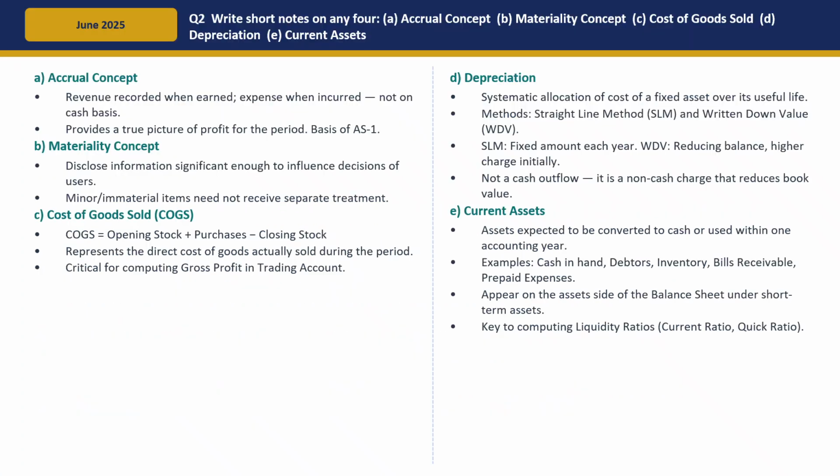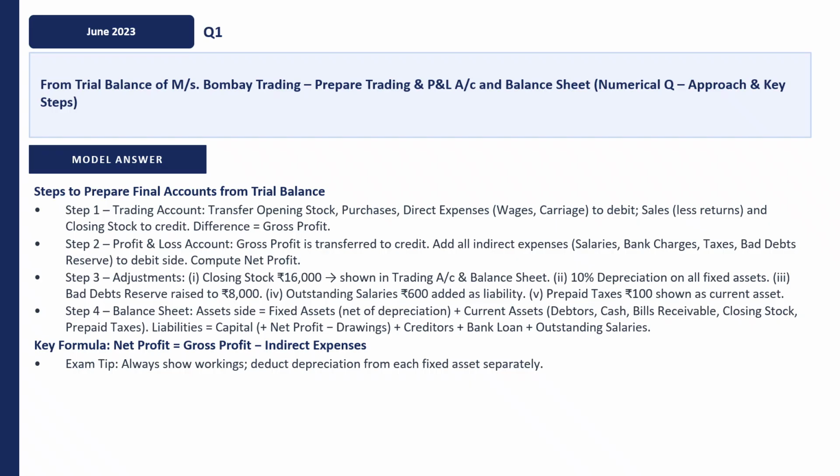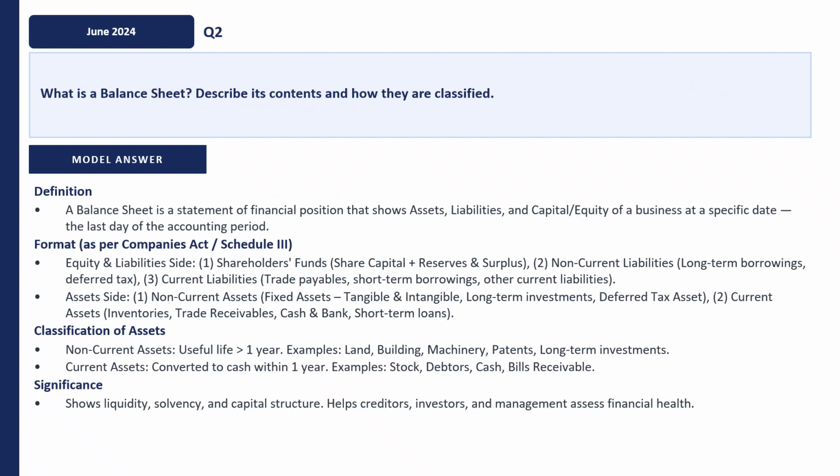Now moving to financial statements, one of the most scoring areas, when preparing trading account, profit and loss account, and balance sheet from trial balance. Follow a step-by-step approach. First calculate gross profit in trading account, then net profit in P&L account, and finally prepare balance sheet with proper classification of assets and liabilities. And if asked theory, define balance sheet as a statement showing financial position at a point of time, then classify assets into current and non-current, and liabilities similarly. Always highlight its importance for liquidity and solvency analysis.